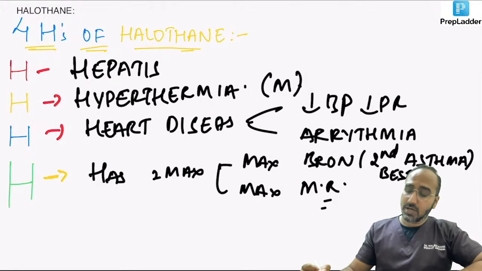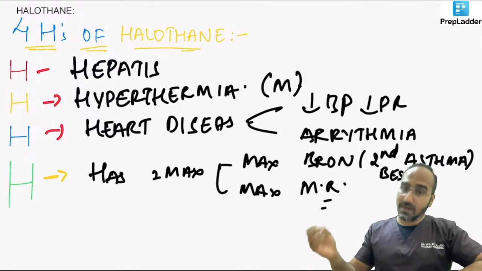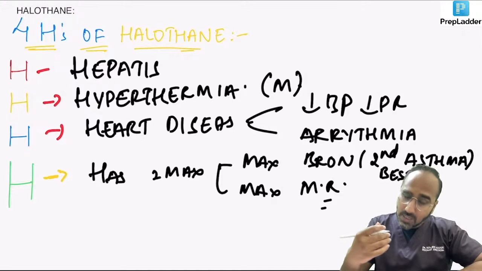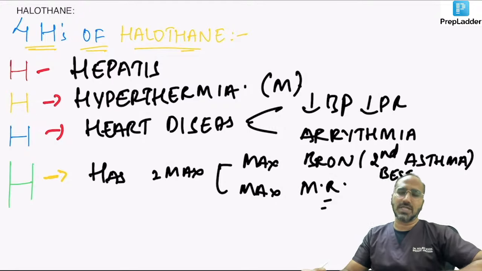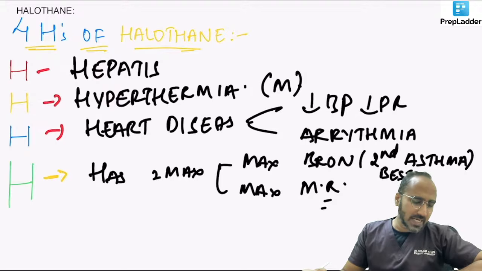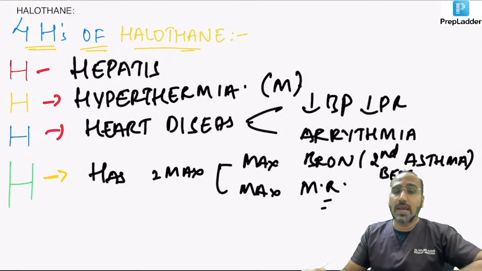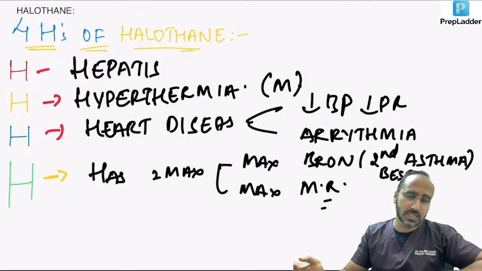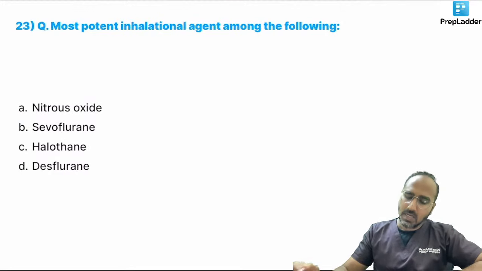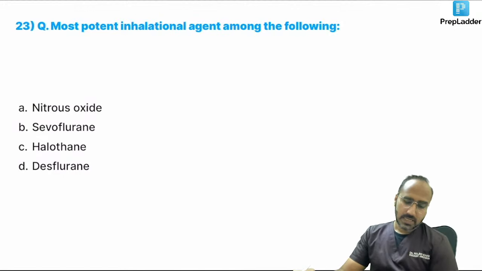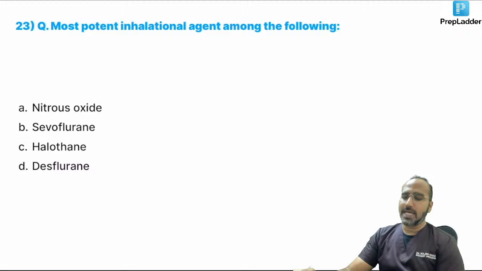It causes maximum muscle relaxation. Even though it is an inhalational agent, it can cause some muscle relaxation. Hence, we are avoiding halothane for a patient who is posted for cesarean section. Why? Because after cesarean section, there is a risk of postpartum hemorrhage. Why? Because the patient might have an atonic uterus. If you give halothane, it will relax the uterus. So it is avoided.